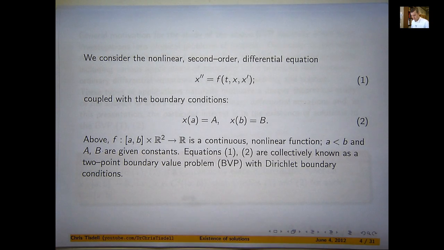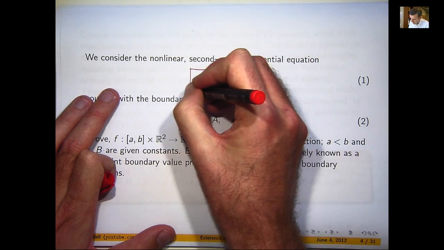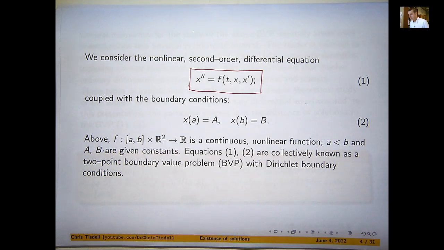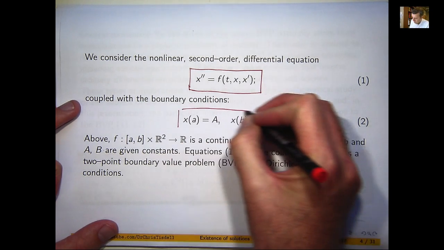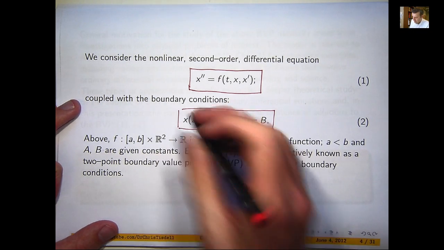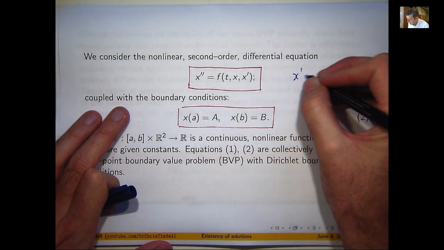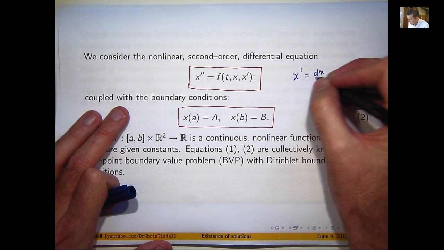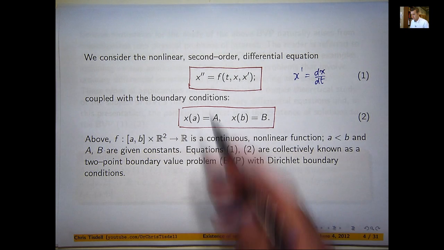Okay, so here's the problem under consideration. We've got a second order, possibly non-linear differential equation here, and we've got some 2-point boundary conditions. Now, the dash here is just meant to denote the regular derivative from a first course in calculus, and the same with double dash.